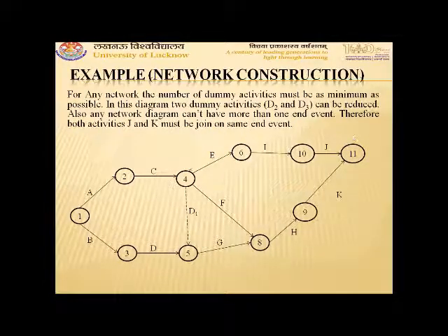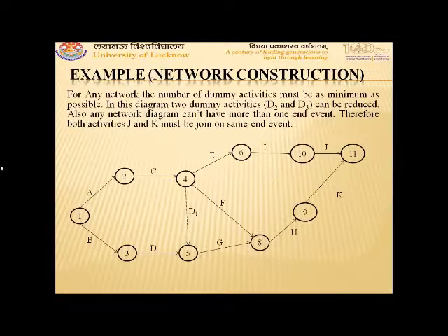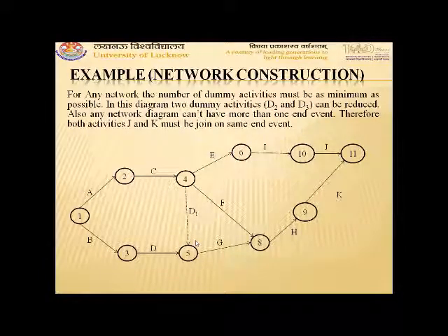So in such manner, we construct the network diagram which follow all the rules of network construction. That means only one start event, only one end event, dummy are added, number of dummy activities are as small as possible. No activity is going backwards, that means no loop is formed. Network construction is done in such a manner that loop should not be formed.